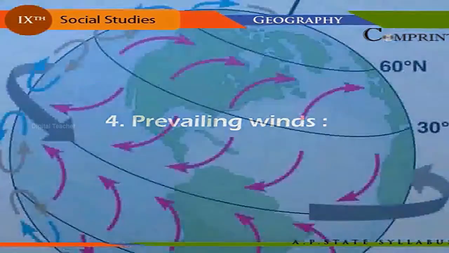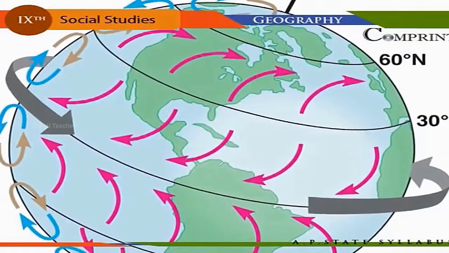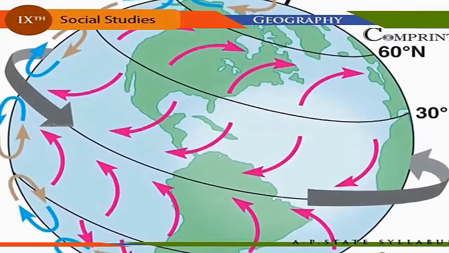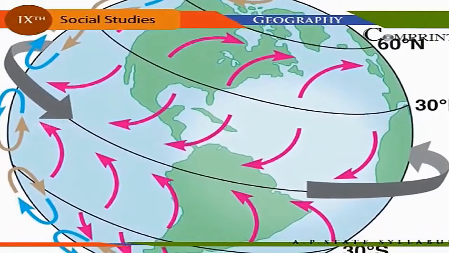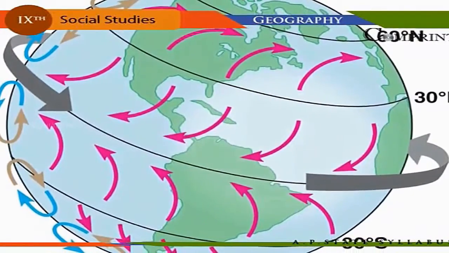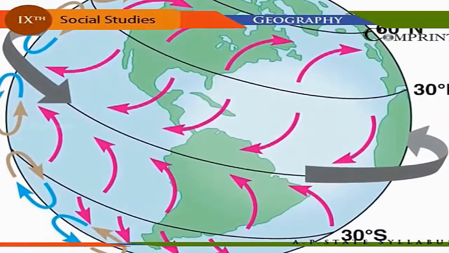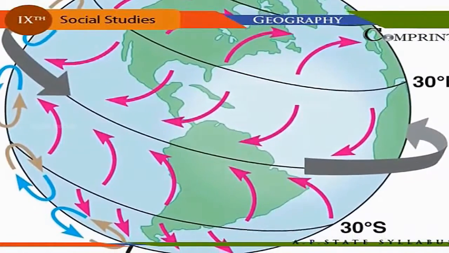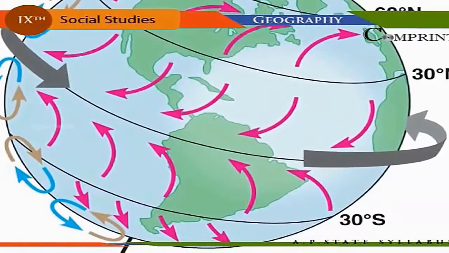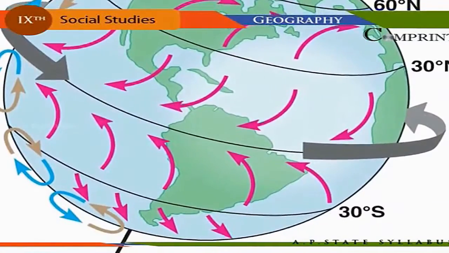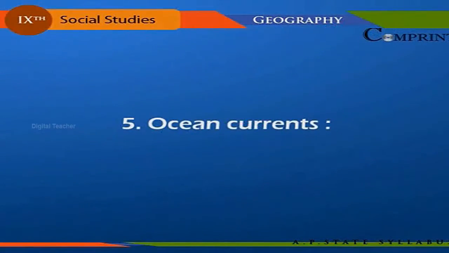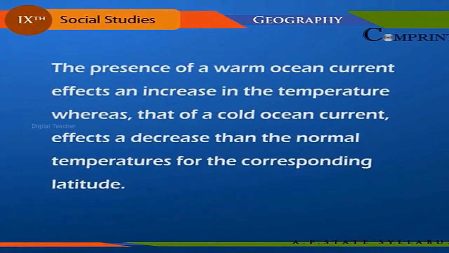4. Prevailing winds. The distribution of temperature is also influenced by the prevailing winds, both global and local. The cold polar winds reduce the temperature of an area, whereas the hot tropical winds increase it. The presence of Great Himalayan mountain system is protecting India from the cold polar winds. 5. Ocean currents. The presence of a warm ocean current affects an increase in the temperature, whereas that of a cold ocean current affects a decrease than the normal temperatures for the corresponding latitude.